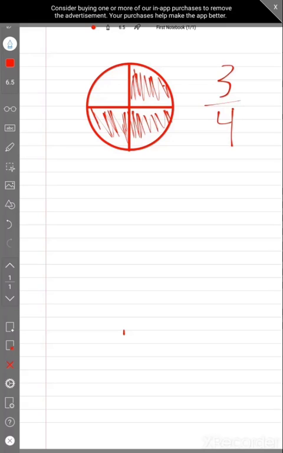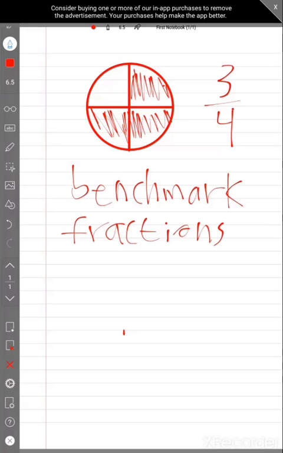Caution, the pieces must be cut equally. You have to make it cut equally in order for it to be a fraction. This is one of what's called benchmark fractions. Benchmark fractions are fractions that are easy to understand and have small numerators, the top of the fraction, and small denominators, the bottom of the fraction. But they are not types of fractions, however.